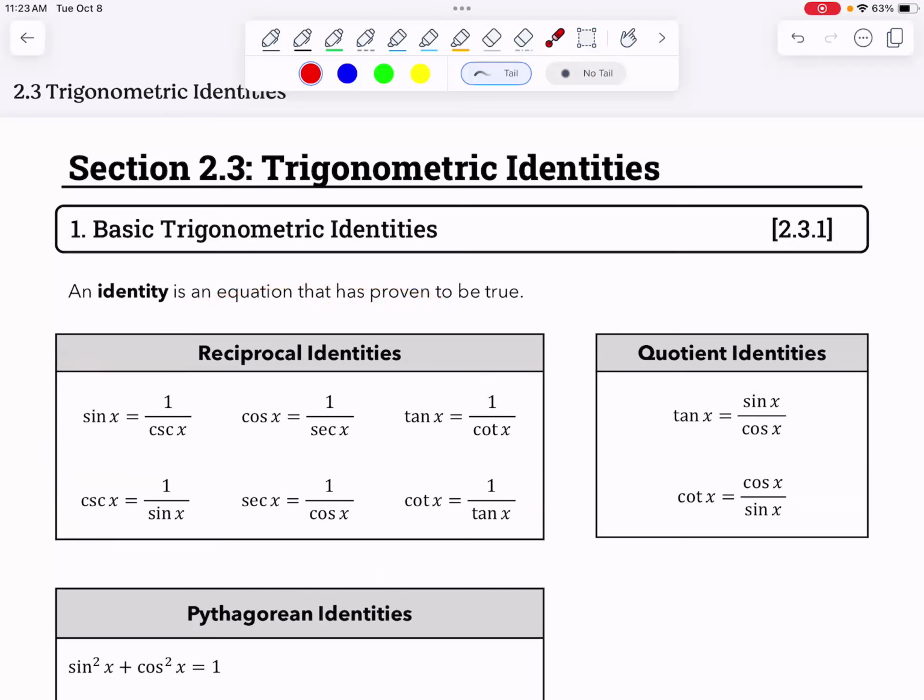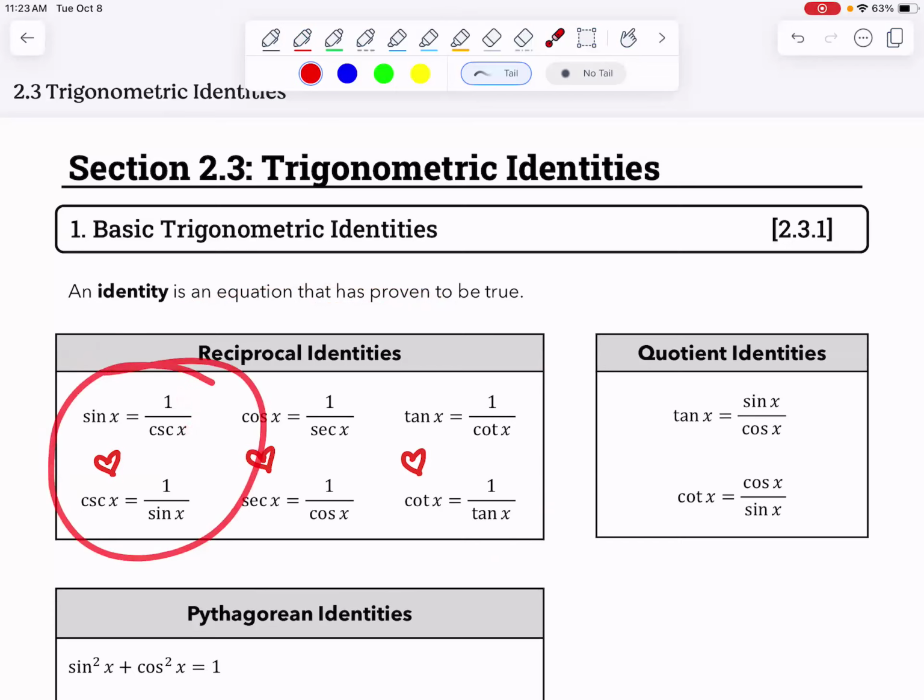We haven't really talked about them as being reciprocal identities, but it's just the soulmate relationship. That sine and cosecant are the reciprocals of one another. Cosine and secant are the reciprocals of one another. Tangent and cotangent are the reciprocals of one another. We talk a lot about them being the flipsy-flu of each other, right? You just flip the fraction over.